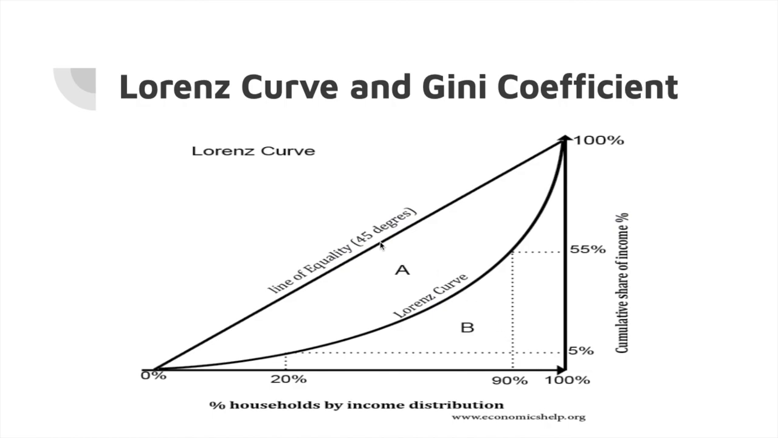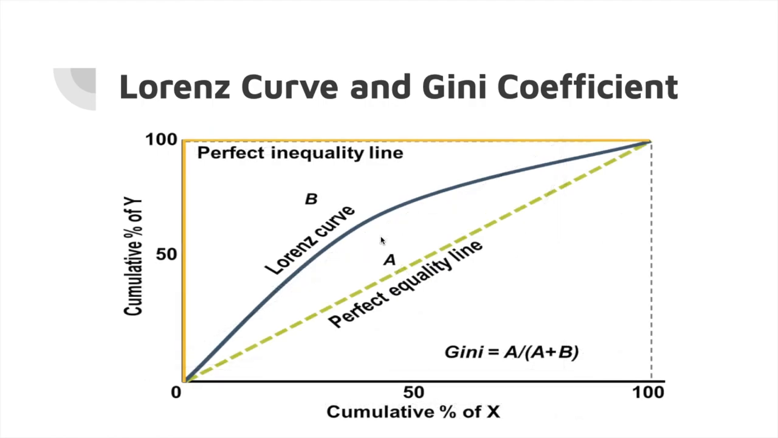The more this curve gets pulled toward this corner where the Y and X axis meet, the greater amount of wealth is held by a smaller share of the population or a smaller number of households in the society. And then those spaces are actually used to calculate the Gini coefficient, which you can see here in this formula, but you will never be asked to do that.